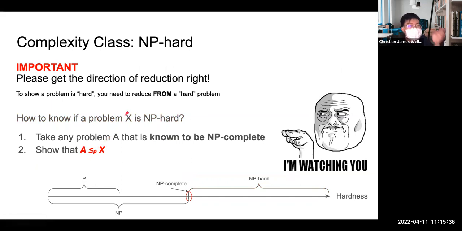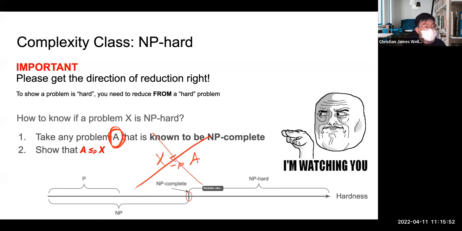Again, as I said, this is where it's very important that you get the reduction direction right. To show a problem is hard, you need to reduce from A. You must not show that X reduces to A. This is not correct. If you want to show that X is NP-hard, you should start from an already known hard problem, then reduce it to X. You cannot do it the other way around. It's just not doing the right thing.